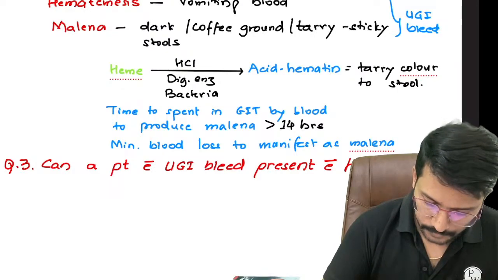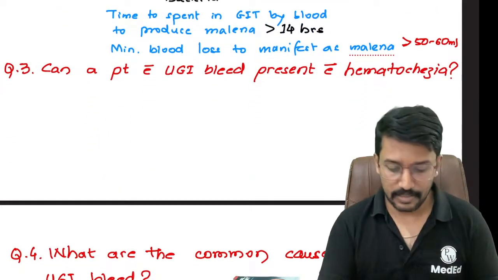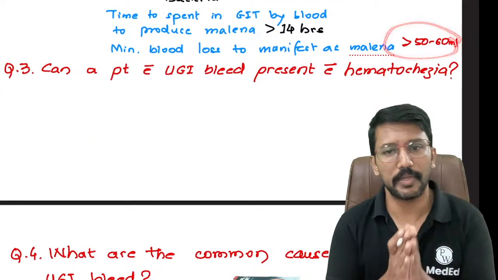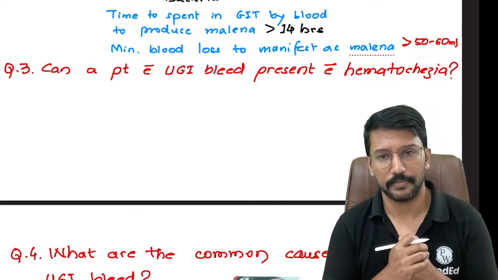It should be 50 to 60 ml. So if the blood loss is less than 50 to 60 ml, you will not see melena. Like if I bleed 10 ml, 15 ml, I will not see melena.